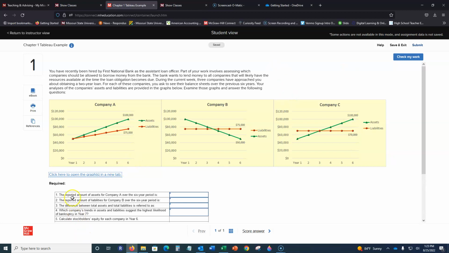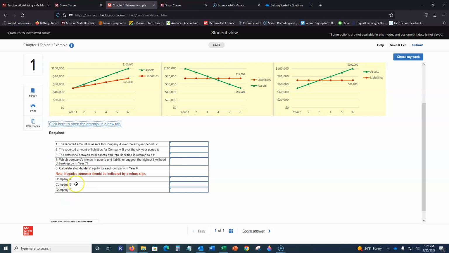Okay, so question 1 down here, we see the required questions we must answer. Reported amounts for assets for company A over the 6-year period is what? Is it asking us what is the total, or what is happening with them? Well, if we look at the drop-down box, we can see it's simply asking us, are those assets increasing? Are they decreasing? Have they remained flat, the same, over the course of the past 6 years? Just looking at the graph, we can tell that their assets in company A over the last 6 years have gone up. So they're increasing, right?